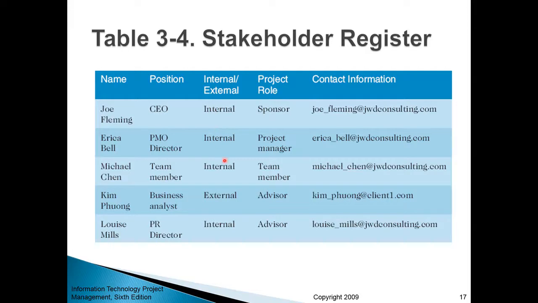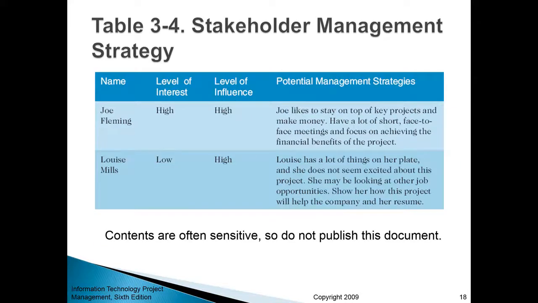Internal means they are the project team members, meaning they are working on the project itself. External means that they are important stakeholders. They're somehow involved with the project. They're influencing the project, or the project team is relying on them to get things done, but they're not a formal part of the project team. And then we have project role classification: sponsor, manager, team member, advisor, and then contact information. Once you identify stakeholders during the initiation phase, you can also create the so-called stakeholder management strategy document.